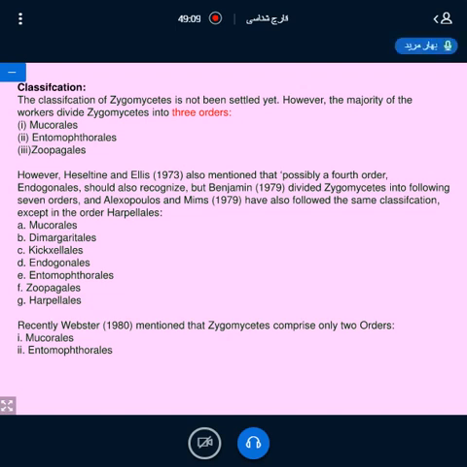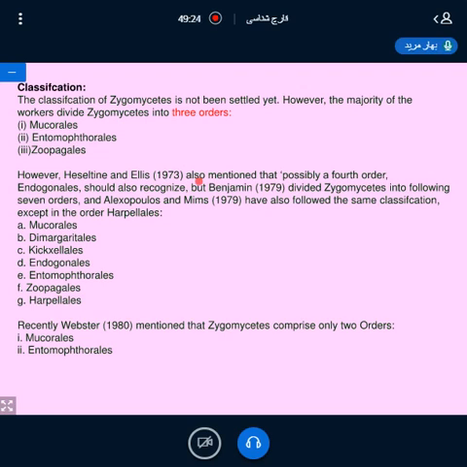You don't need to memorize the pink slide. Yes, this is the life cycle of Zygomycotina.